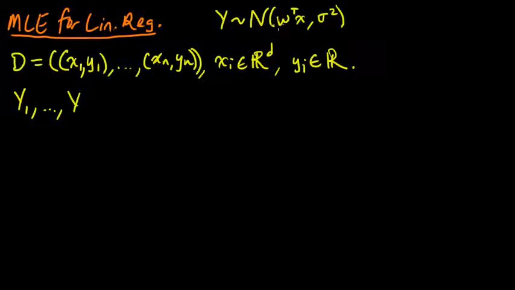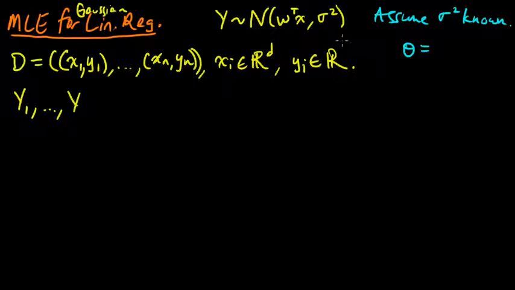To be precise, this is for Gaussian linear regression, and let's assume that this variance, sigma squared, is known. Then we're just going to find the MLE for w. Normally, in linear regression, our parameters theta would be the pair w and sigma squared, but it'll just be w in this case since we're assuming sigma squared is known.